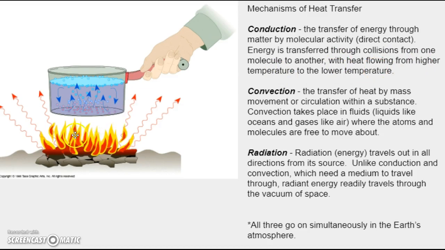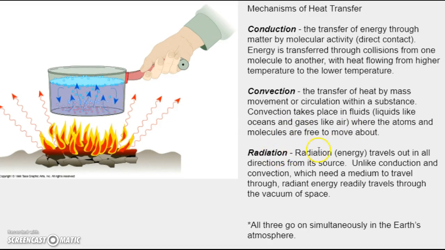So here's my heat source. It's going to be transferred from the bottom here. Once I start heating the water at the bottom of this pan, convection takes over, the transfer of heat by mass movement of circulation within a substance. Convection takes place in fluids, liquids like oceans and gases like air, where the atoms and molecules are free to move about. Hot material rises and cooler material sinks.